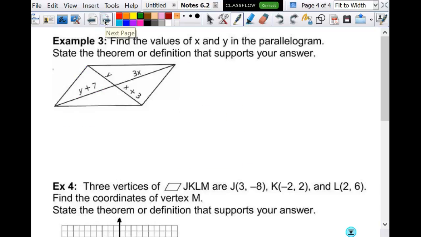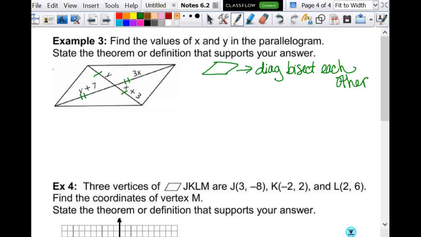All right. So example 3. Find the values of x and y in the parallelogram. State the theorem or definition that supports your answer. So the things that are labeled in this picture are what parts of the parallelogram? The diagonals. And what do we know about the diagonals of a parallelogram? They bisect each other, which means these 2 pieces are congruent and these 2 pieces are congruent. So that's what I'm going to have to use. So I can say, if it's a parallelogram, then the diagonals bisect each other.